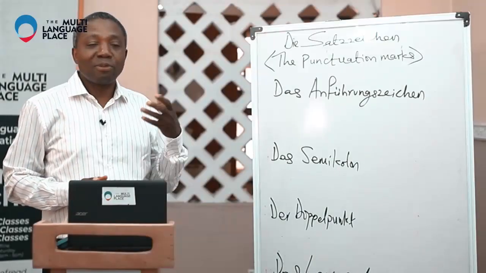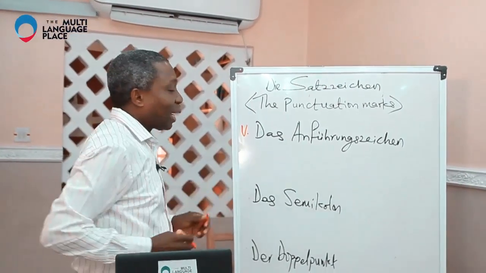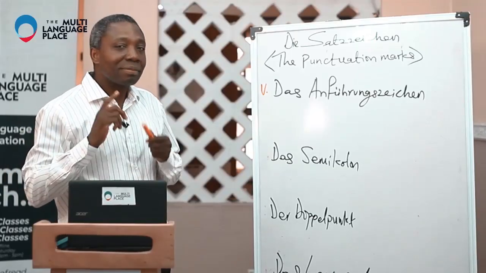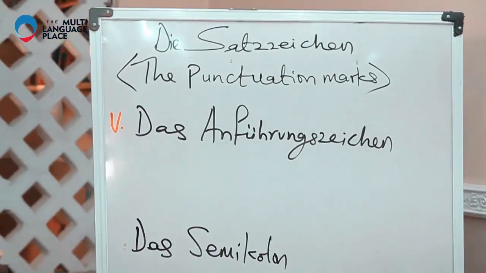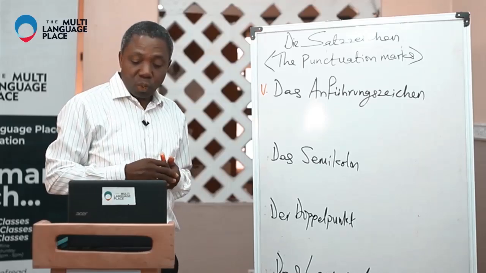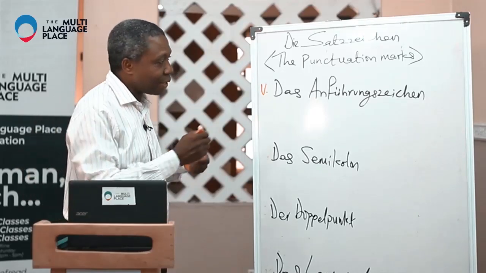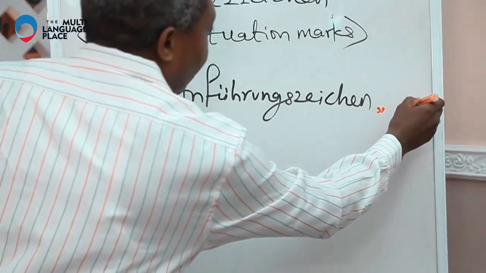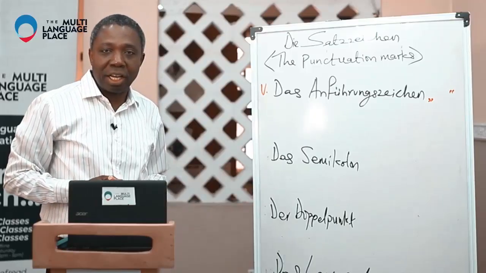We come to number five, and that is das Anführungszeichen. Say it, das Anführungszeichen. Good. And this one, I will show you the representation. Anführungszeichen is this. Actually, quotation marks in English.